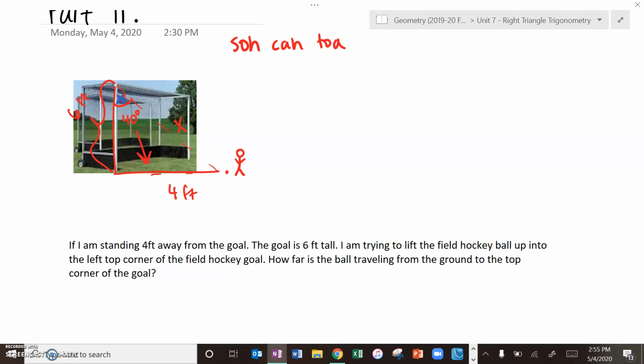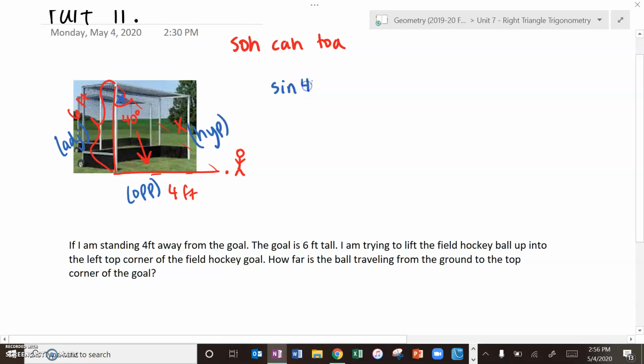We only know two sides of the triangle so far. We know the opposite side, because the 40-degree angle is opposite of the 4 feet side. This side is the adjacent, and x is the hypotenuse. So we're going to use the sine function to find x.